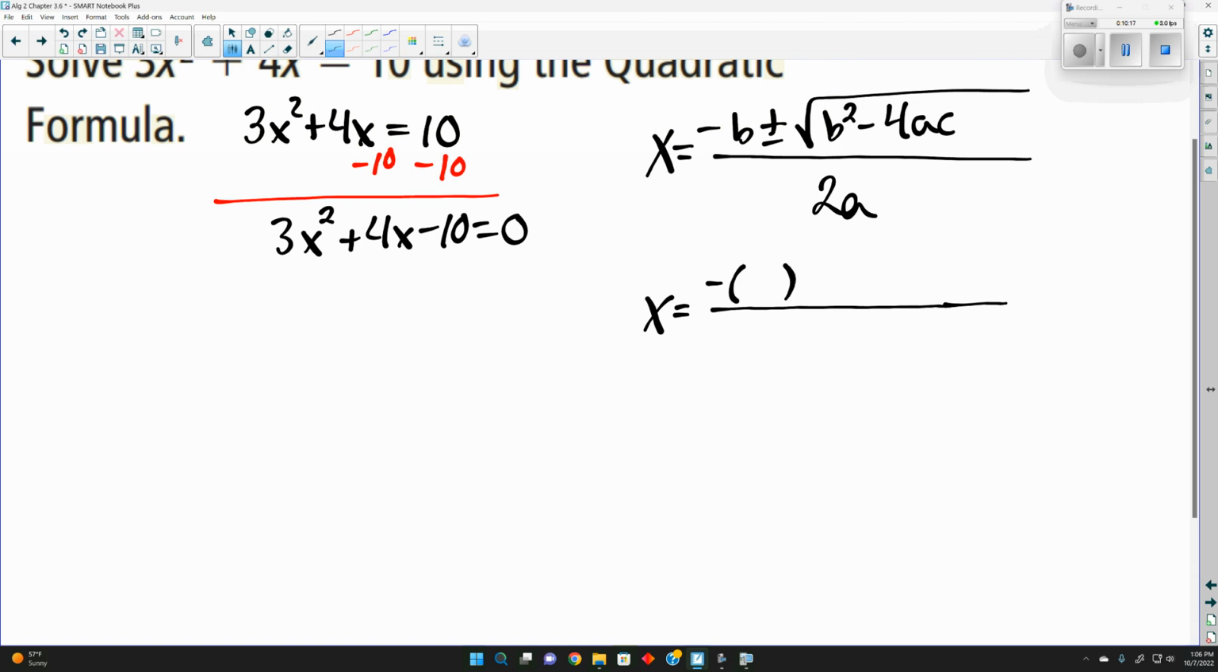So again, we're plugging in a, b, and c. So we could say negative 4 plus or minus the square root of 4 squared minus 4. A in this case is 3, and c is negative 10. And it's all over 2 times 3.